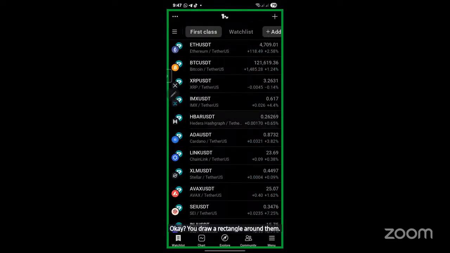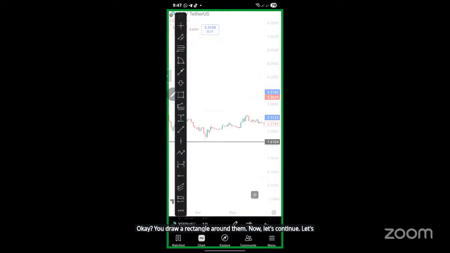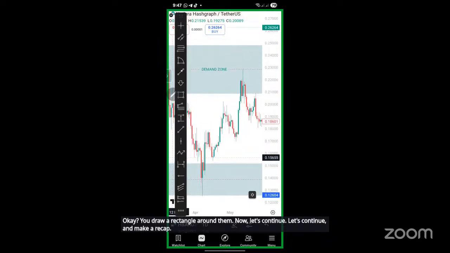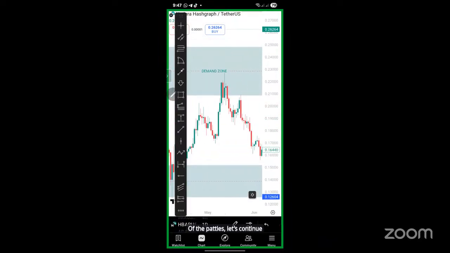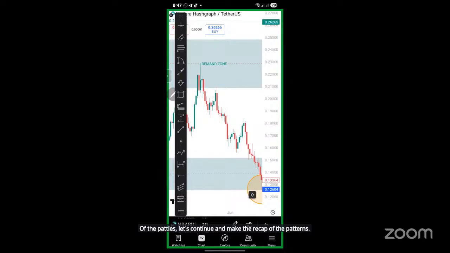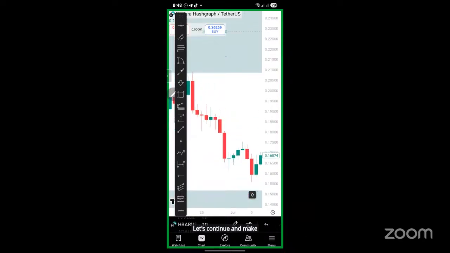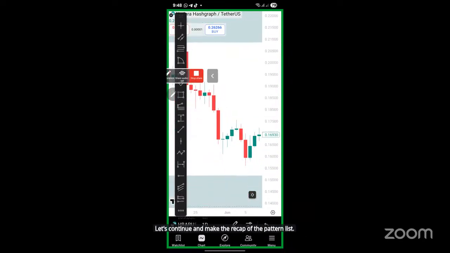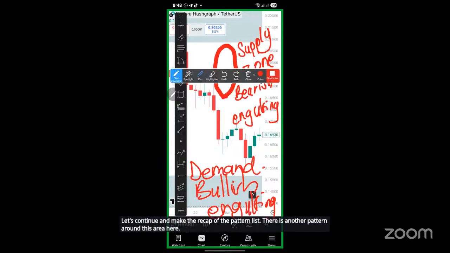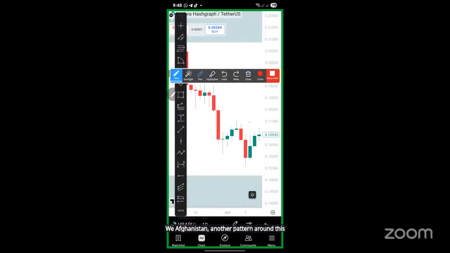Now let's continue and make a recap of the patterns. There is another pattern around this area here. Somebody can give us the name of the pattern. Here is the pattern here like this.